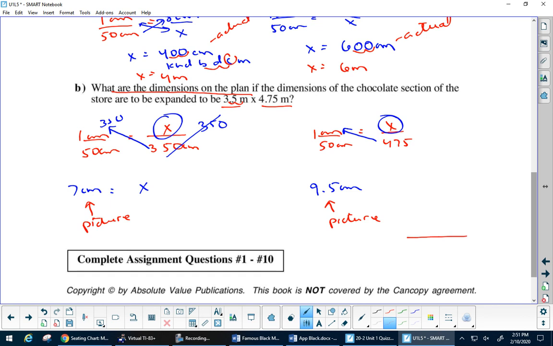So remember, no matter what, actual goes on the bottom. Picture, map, whatever. Scale drawing, any drawing is going to be on the top. Just like it's always new over original. Think no. Okay? New, always over original. And this is always going to be picture over actual. Actual is always on the bottom. I don't know why I crossed the T.